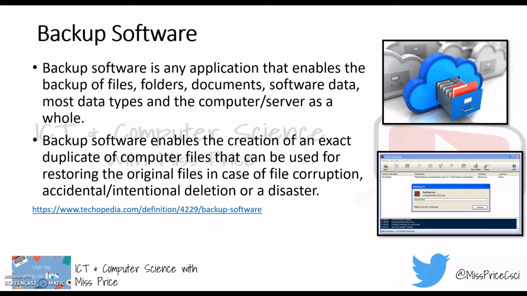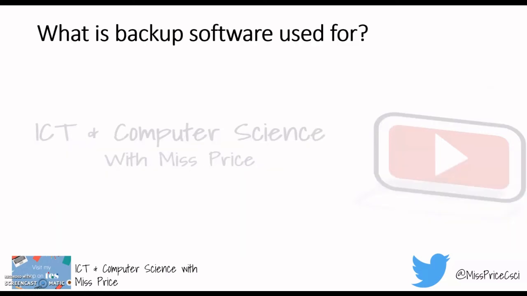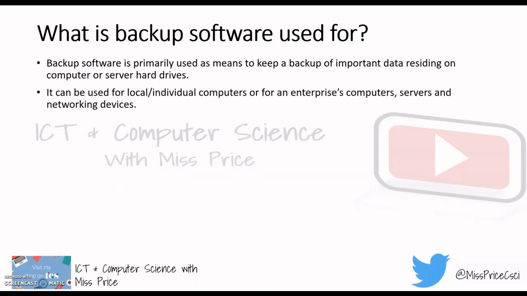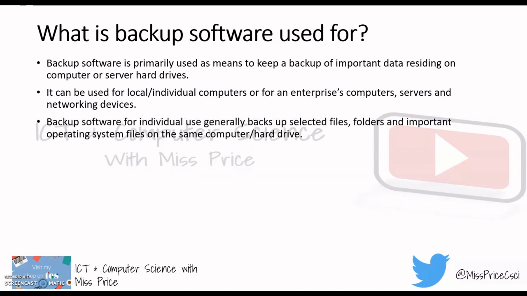For example, you may take your files that are on your hard drive and back them up onto your Google Drive. So you've got an exact copy, and if anything happens, you still have that data. Now, what is it used for? It's primarily used as a means to keep a backup of important data residing on a computer or a server hard drive. It can be used for local or individual computers, or for enterprise computers, enterprise servers and networking devices. So anyone can use a backup.